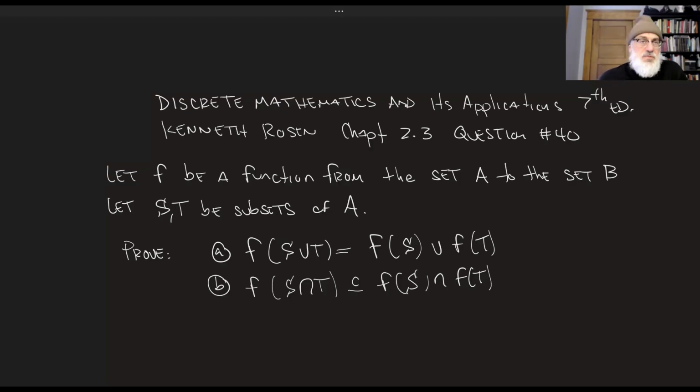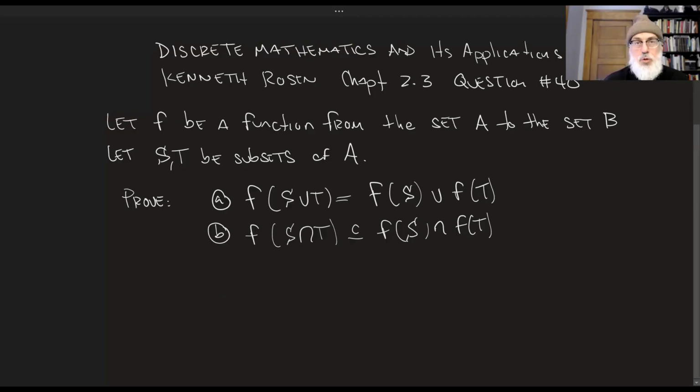So it's asking us that if f is a function from the set A to the set B, and S and T are subsets of A, that f of S union T is equal to f of S union f of T. And then the second proof, we're going to show that f of S intersect T is a subset of f of S intersect f of T. Now these are sets, S and T and A and B.